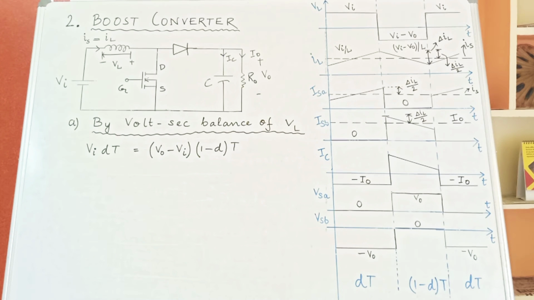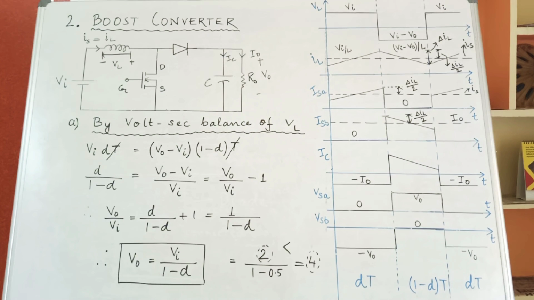So, as you can see from the diagram drawn, during the DT period the inductor voltage is Vi, and during the 1 minus D times T period, the magnitude of the inductor voltage is V0 minus Vi. Hence, both the areas will be equal. Thus, we can write Vi into DT is equal to V0 minus Vi into 1 minus D into T.